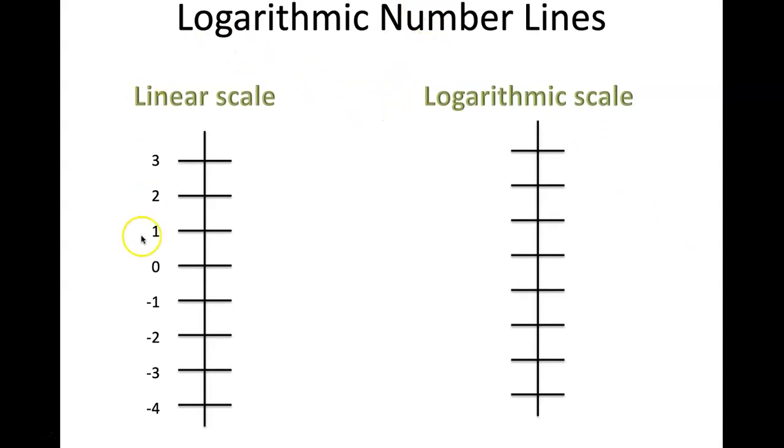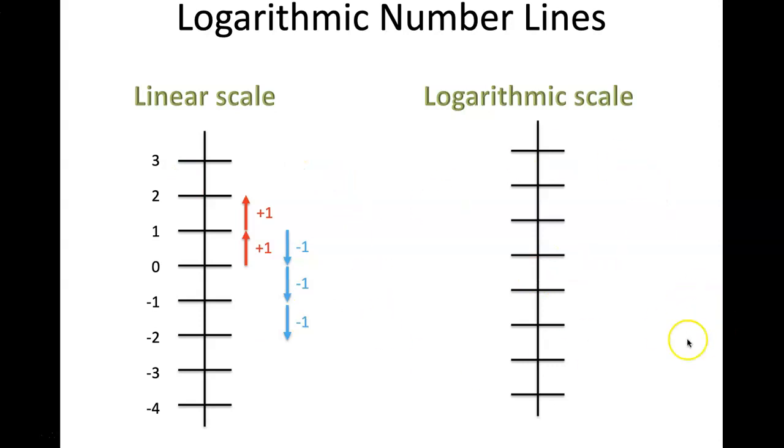So on the left, I have a linear scale, and I'm sure you're all familiar with linear scales. When you go up in a linear scale, you're adding 1. And when you go down, you're subtracting 1. That's a linear scale. But sometimes we want to plot data that have a huge range, much bigger than could be shown on a linear scale.